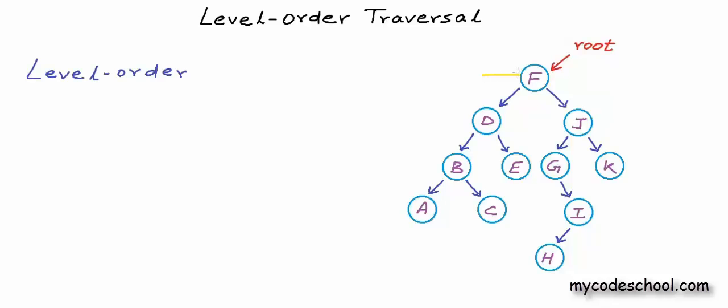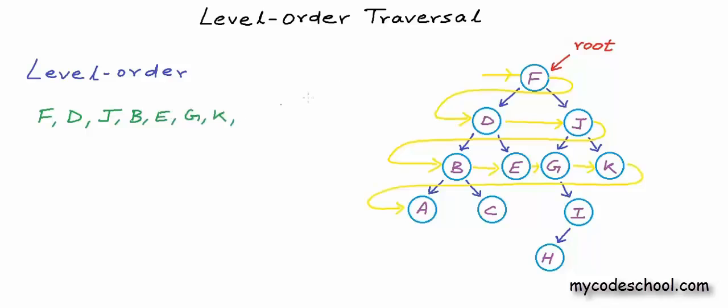We will start at level 0 and print F, and now we are done with level 0, so we can go to level 1 and we can visit the nodes at level 1 from left to right. From F we will go to D, and from D we will go to J. Now level 1 is done, so we can go to level 2. So we will go like B, E, G and then K, and now we can go to next level A, C, I, and finally we will be done at H. This is the order in which we should visit the nodes, but the question is, how can we visit the nodes in this order in a program?